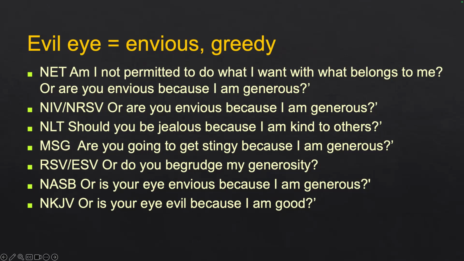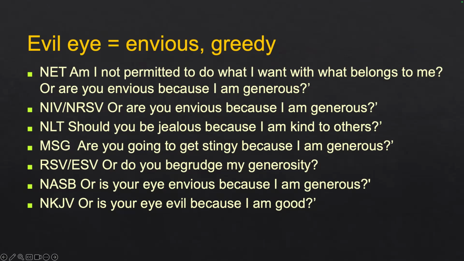Envious. Okay. NIV, NRSV, envious. NLT, jealous. The Message, stingy. RSV and ESV: or do you begrudge my generosity? I had to look up begrudge. I knew how to use the word, but it actually means to envy someone's possession or enjoyment of something. Okay, so that works. Then the New American Standard says, or is your eye envious because I am generous? Okay, so what have they done wrong?